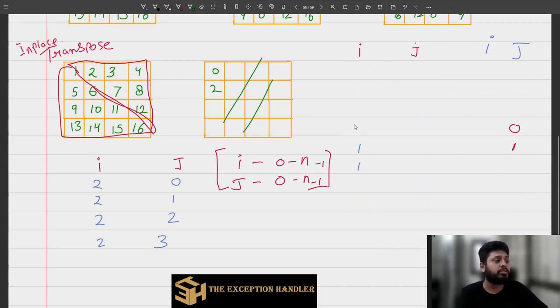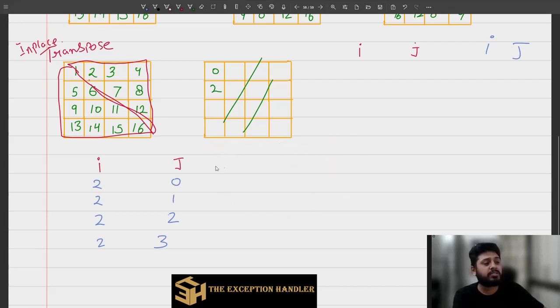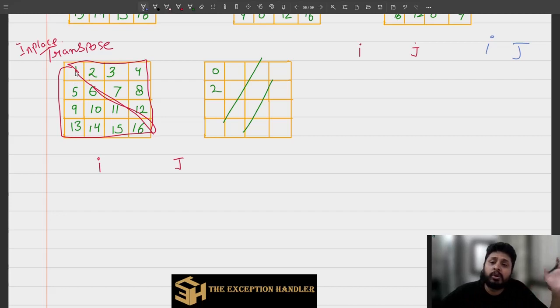This all goes down, this goes up, this is also gone, this is also gone. Okay, so what I'll do is I'll just say that my i can go from 0 to n minus 1, but my j will only go up till i. That means i is my number of rows and j is my column. So that means if i is 0, then my j can be max up to i.